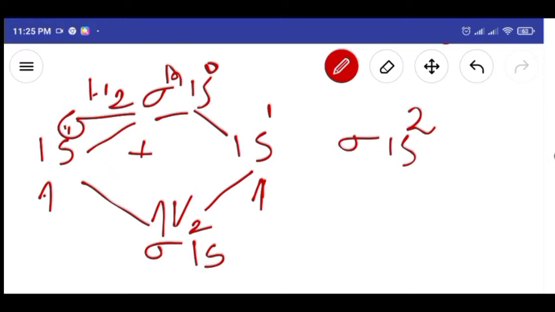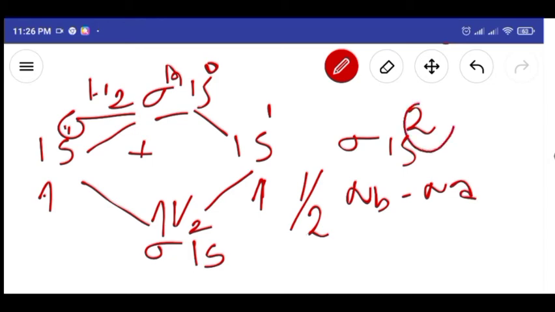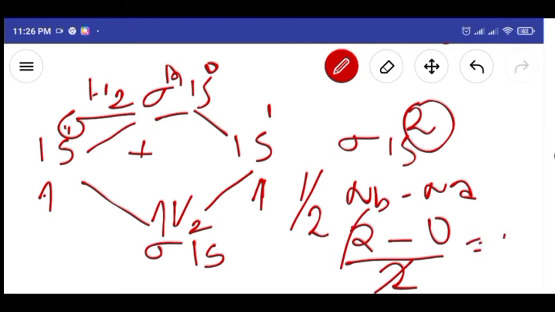So based on this we can calculate our bond order. How can we calculate? There is a formula, half of Nb minus Na. Putting these values, how many electrons are there in the bonding orbital? 2. So 2 minus antibonding 0, that is 2 minus 0 by 2, which is 1. So the bond order of the hydrogen molecule is 1.